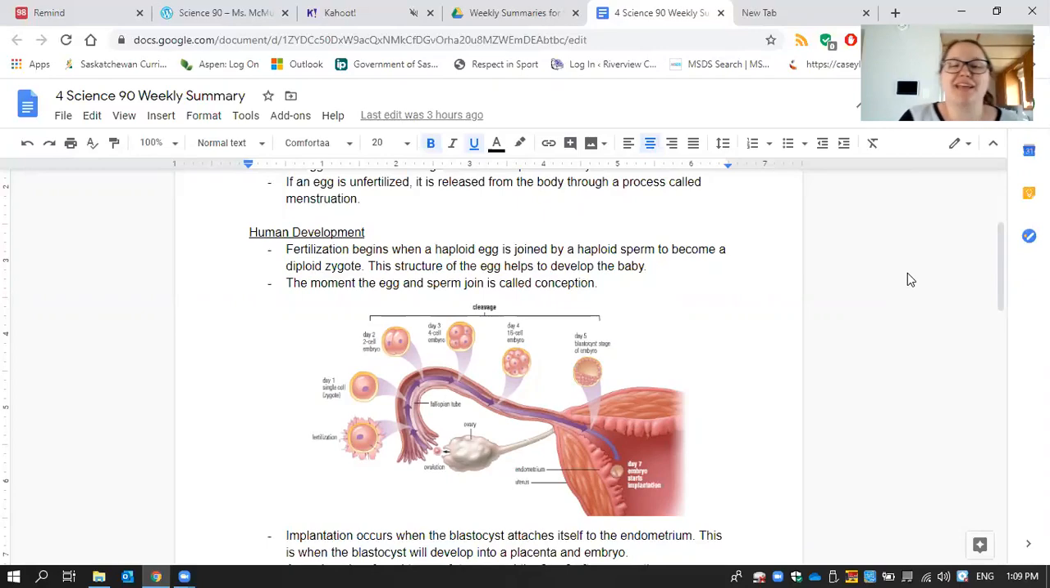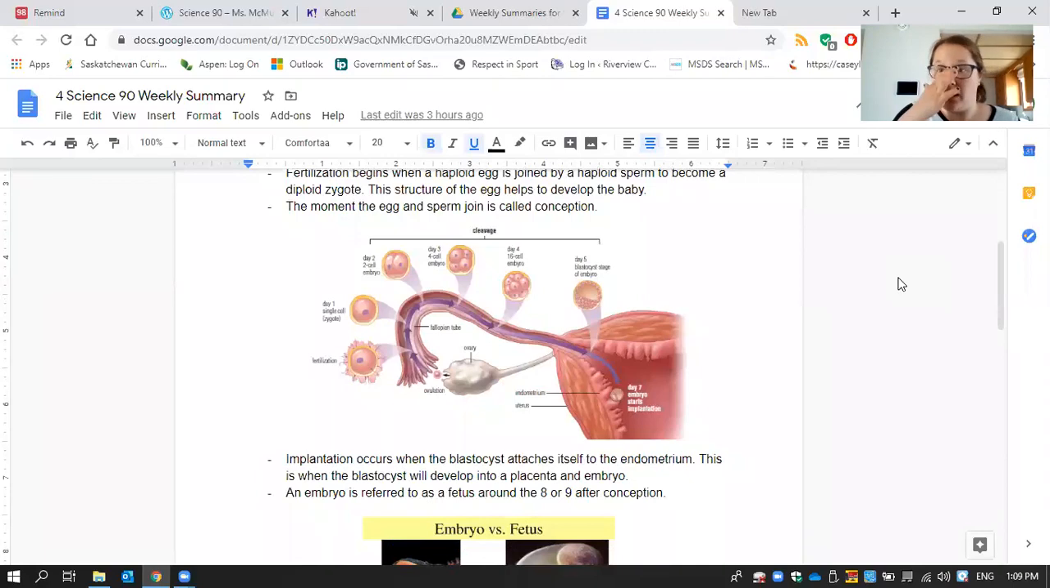Okay, so the moment the egg and sperm join is called conception. That is when the egg is considered fertilized. If we go back, and this even recaps a little bit of what we talked about last week, at first the egg is going to start off in the ovary, and then it's going to be released from that follicle, and then it's going to be pushed off into your fallopian tubes, where the egg will be fertilized, provided there is some sperm in that area to fertilize it.